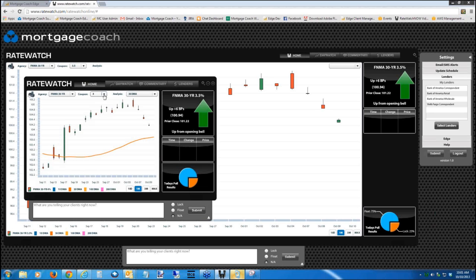You can, of course, earmark to watch different coupons by selecting the different coupons up here, but that is only going to be for this front level chart. That is not going to be for the day watch.